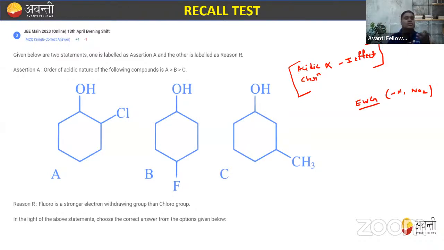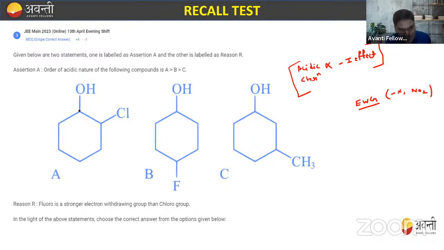So on the basis of this, you can say that yes, B is much more acidic. That is, fluorine is much more electronegative, so it will produce more minus I effect. But one important note here: this inductive effect, or we say minus I effect, is also a distance dependent effect. मतलब ये distance पे भी depend करता है.